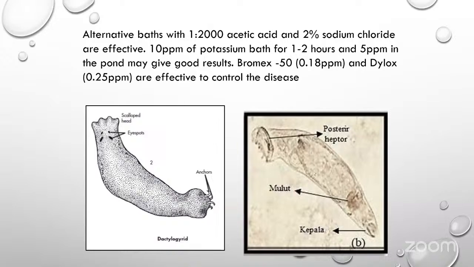Now, how does it have to be treated? Alternative baths with 1 to 2000 acetic acid and 2% sodium chloride are effective. 10 ppm of potassium bath for 1 to 2 hours and 5 ppm in the pond may give good results. Bromex 50 at 0.18 ppm and Dylox at 0.25 ppm are effective to control the disease. This is how the helminth looks.